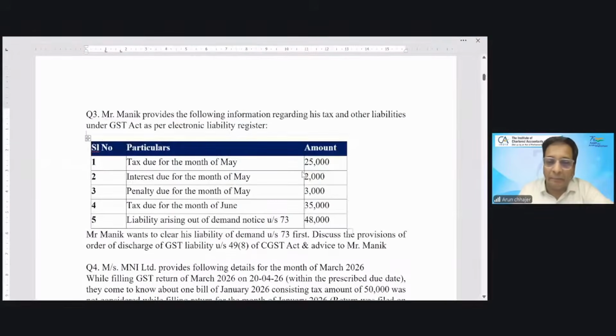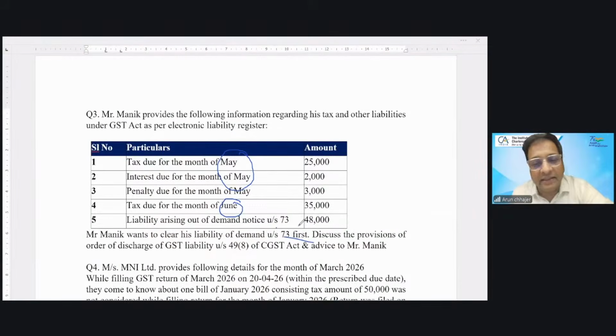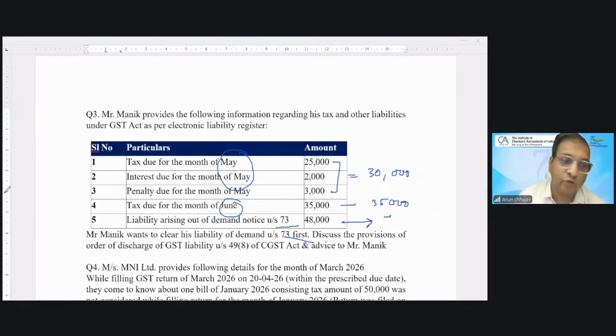पहले हम May का pay करेंगे, then we will pay for June, and then the demand liability will come. I hope it is clear. 25 plus 5, so 30,000 would be paid for the month of May first, then 35,000 for the month of June, and then 48,000 that is for the subsequent month. That is the demand due to order.